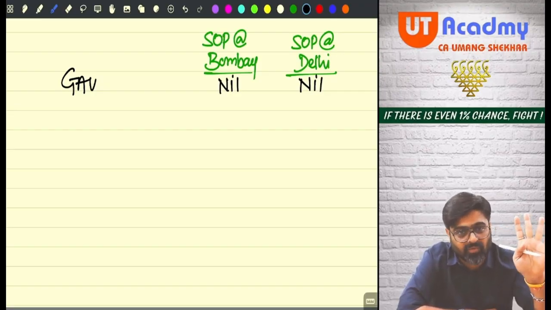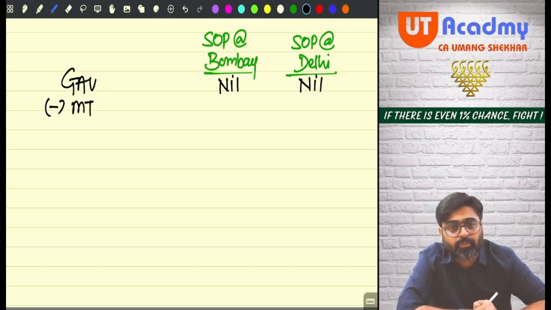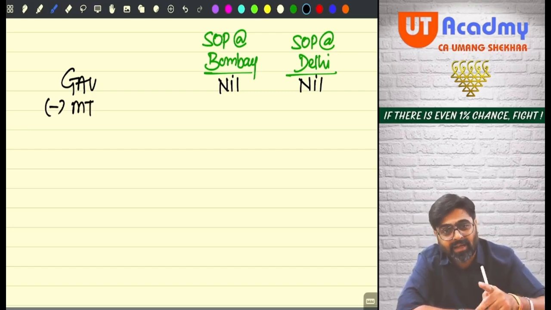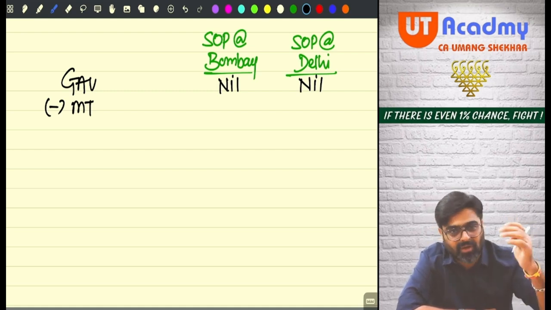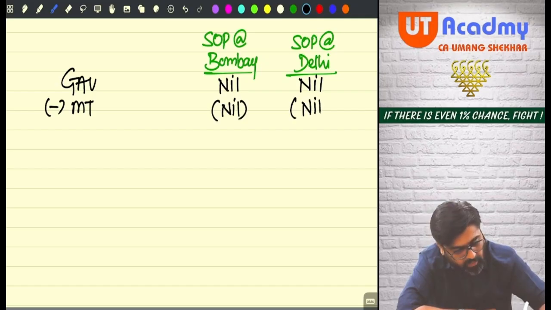Can you write down such type of note? Minus any municipal tax paid, even if it was paid, was not allowed as a deduction because municipal taxes relating to the property for which the SOP exemption is claimed is not allowed as a deduction. Yes or no? So here I will have to take nil. I will have to take nil. No municipal tax deduction also. Okay, sir.